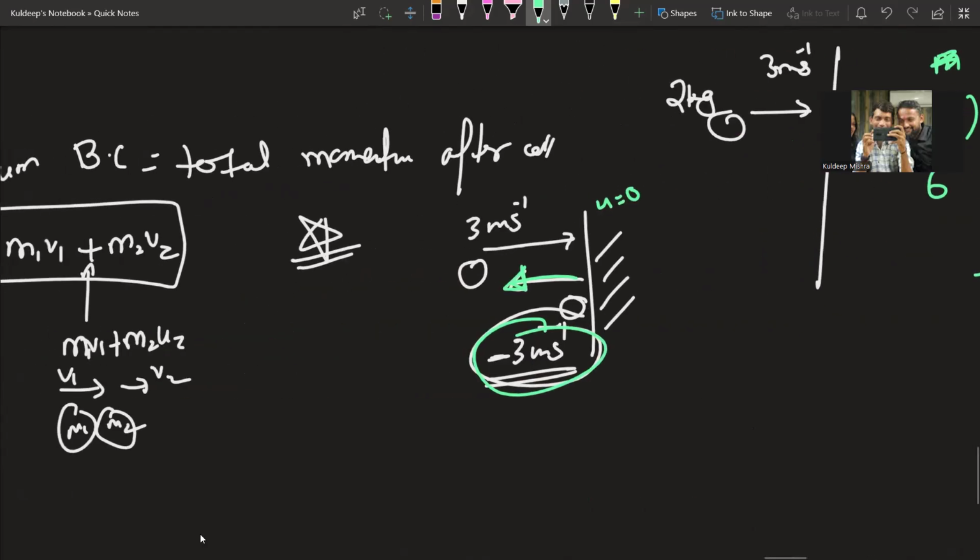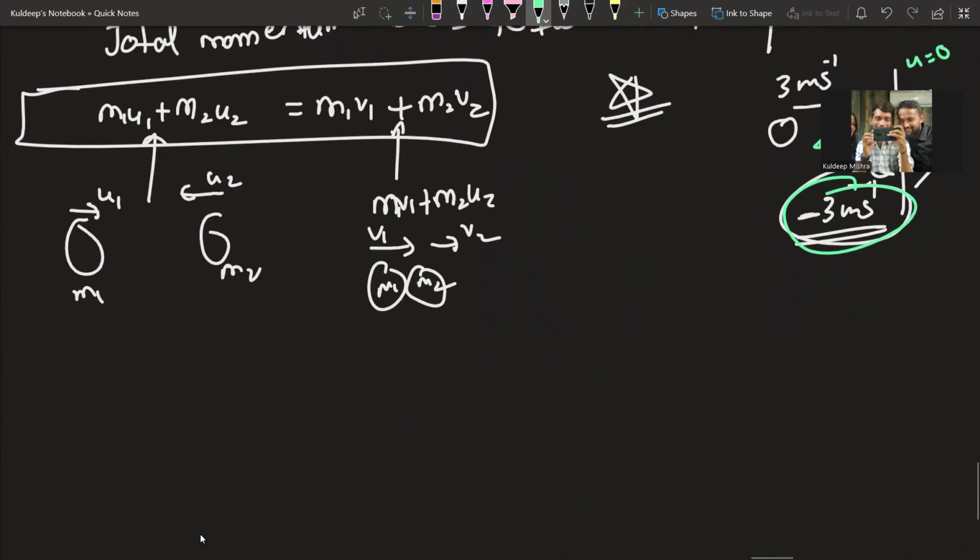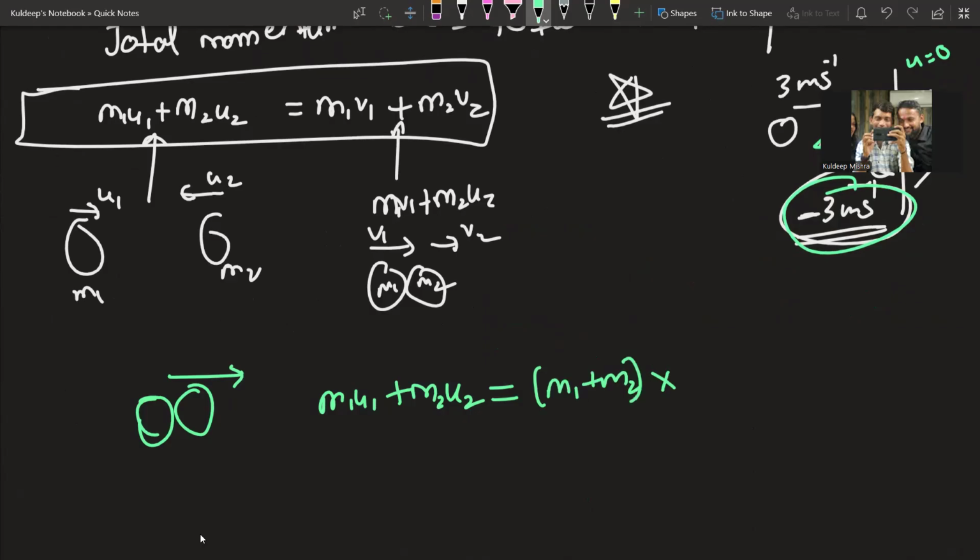And also whenever they say stick together, if two balls stick together, then they will travel with the same velocity. So you can do m1 u1 plus m2 u2 equals (m1 plus m2) into v, because they both have the same velocity v, so we have taken it common outside. Okay.